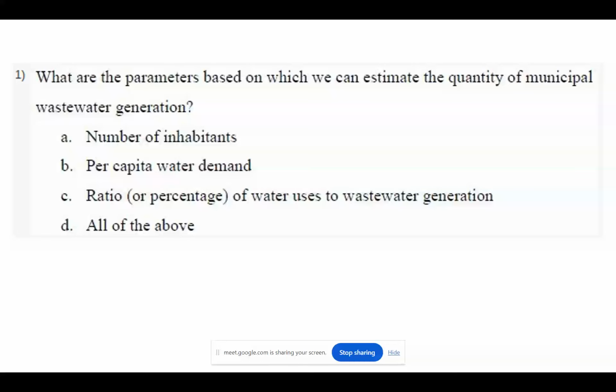The first question is, what are the parameters based on which we can estimate the quantity of municipal wastewater generation? The options are: option A, number of inhabitants; option B, per capita water demand; option C, ratio or percentage of water generation. So, what do you think? Which one is the right answer here? All of the above. That is right. So, why is this the answer?